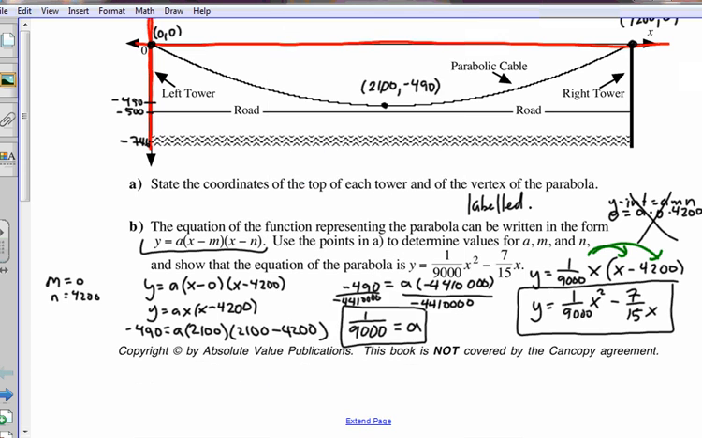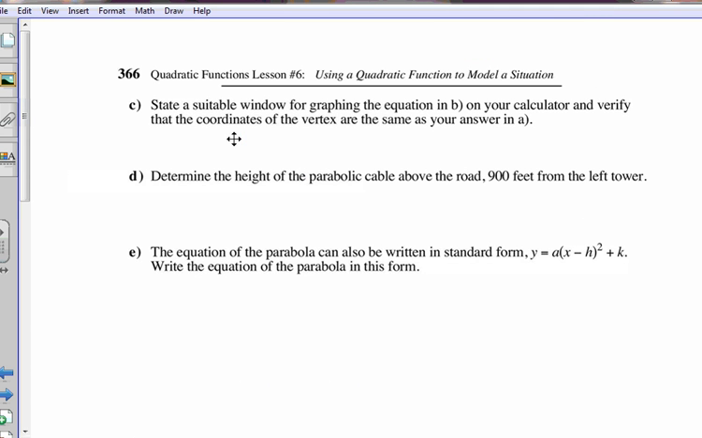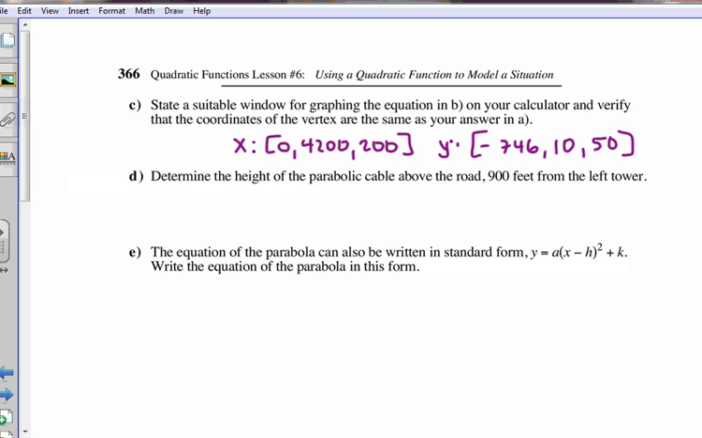Okay, next page. So what was our windows? Let's write them in. X was 0 to 4,200, scale of 200. Y was negative 746 to, we did 10 or 20, I think I did 10, and a scale of whatever scale you put in. Determine the height of the parabolic cable above the road 900 feet from the left tower.